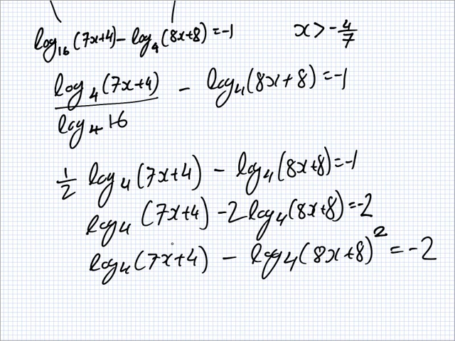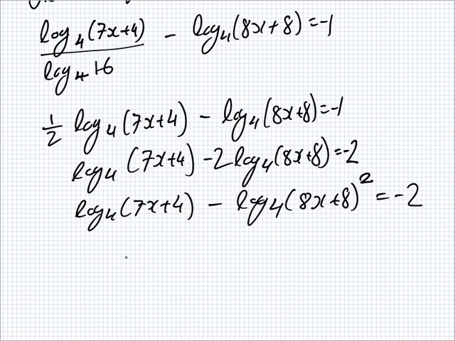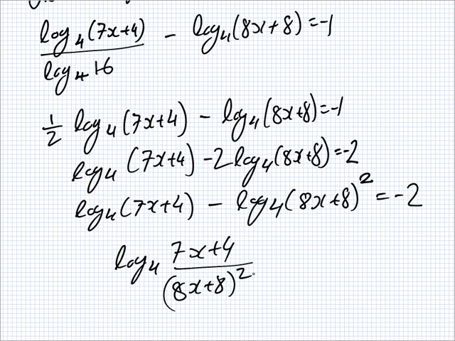It's okay, they're not hard. Which ones? 8x plus 8 and 1. We can do something with that in a minute though. But what should I do next? What rule of logs could I use next? Bring down the 2? I just brought the 2 up, I should leave it alone. It's up there now. What should I do next? Subtract. So I get log base 4 of 7x plus 4 over 8x plus 8 squared. That should equal minus 2.